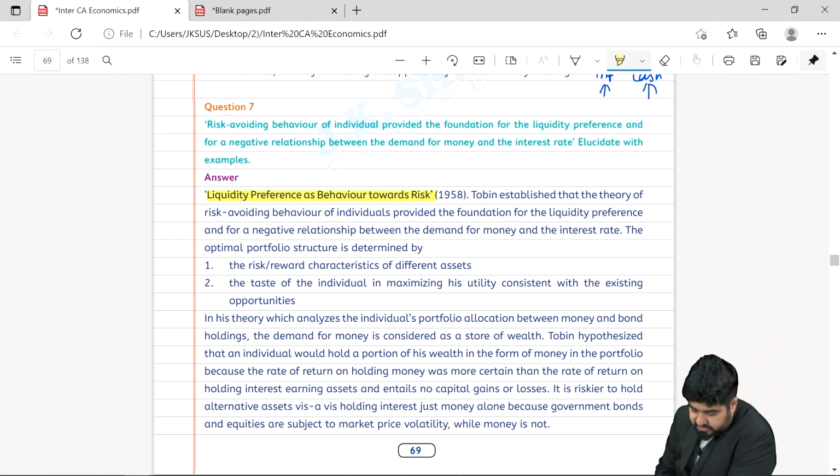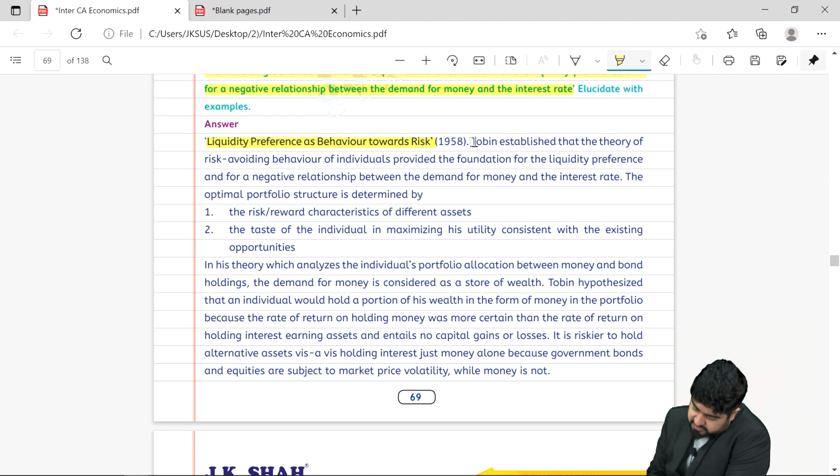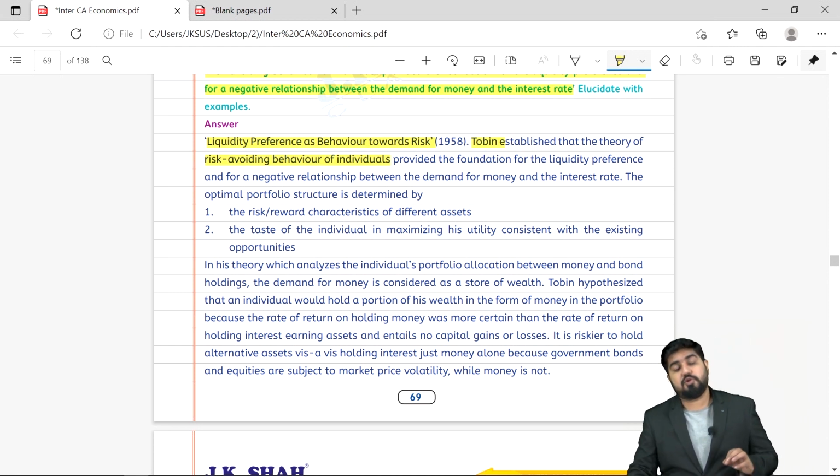So what is the question? Risk avoiding behavior of individuals provided the foundation for the liquidity preference and for a negative relationship between demand for money and interest rate. Explain with examples. So this theory was given by Tobin. He established the relationship of risk avoiding behavior of individuals. Basically, students, he has emphasized mainly on creating a portfolio for your money.